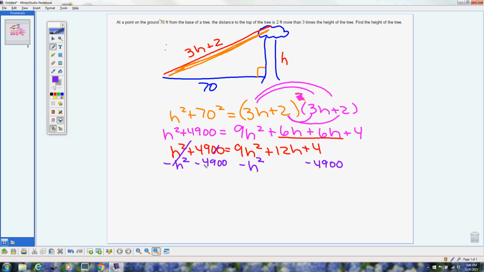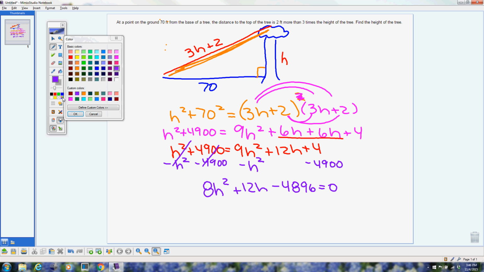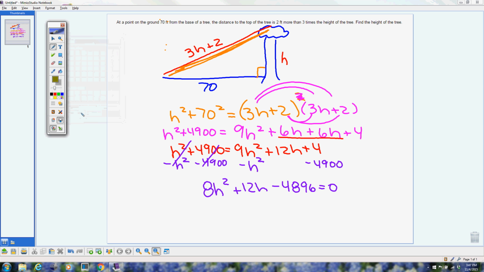So now I'm going to have 0 on the left. 9 minus 1 is 8, so I'm going to have 8h squared plus 12h, and then it's going to be minus 4,896 will be equal to 0. Now before I factor this, I can take out a common factor. Looks like 4 goes into all of these. So I can divide everything by 4.